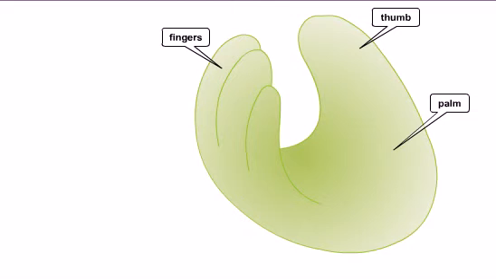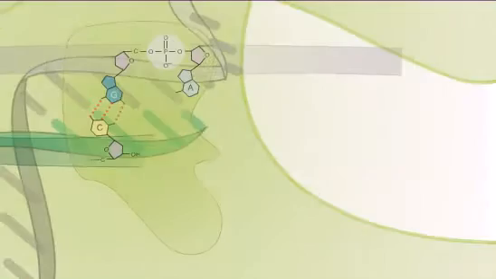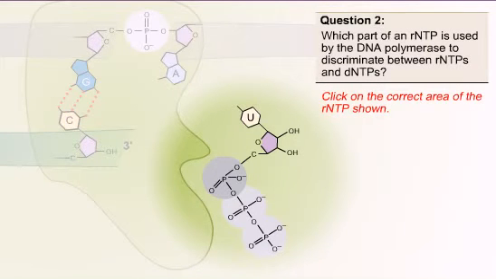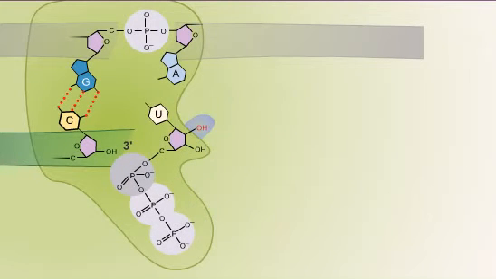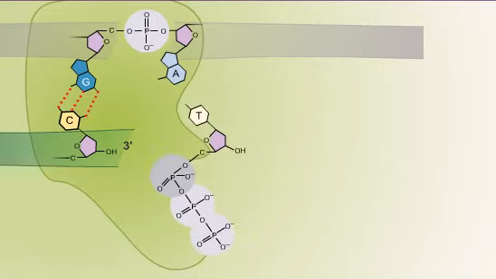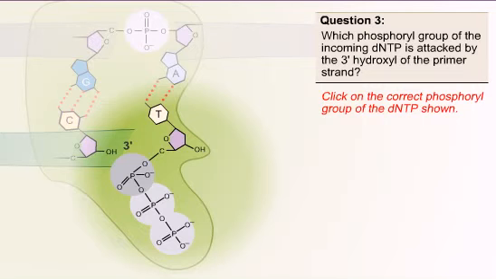Question 1. Which domain of the DNA polymerase contains most of the active site for DNA synthesis? Question 2. Which part of an RNTP is used by the DNA polymerase to discriminate between RNTPs and DNTPs? Question 3. Which phosphoryl group of the incoming DNTP is attacked by the 3' hydroxyl of the primer strand?